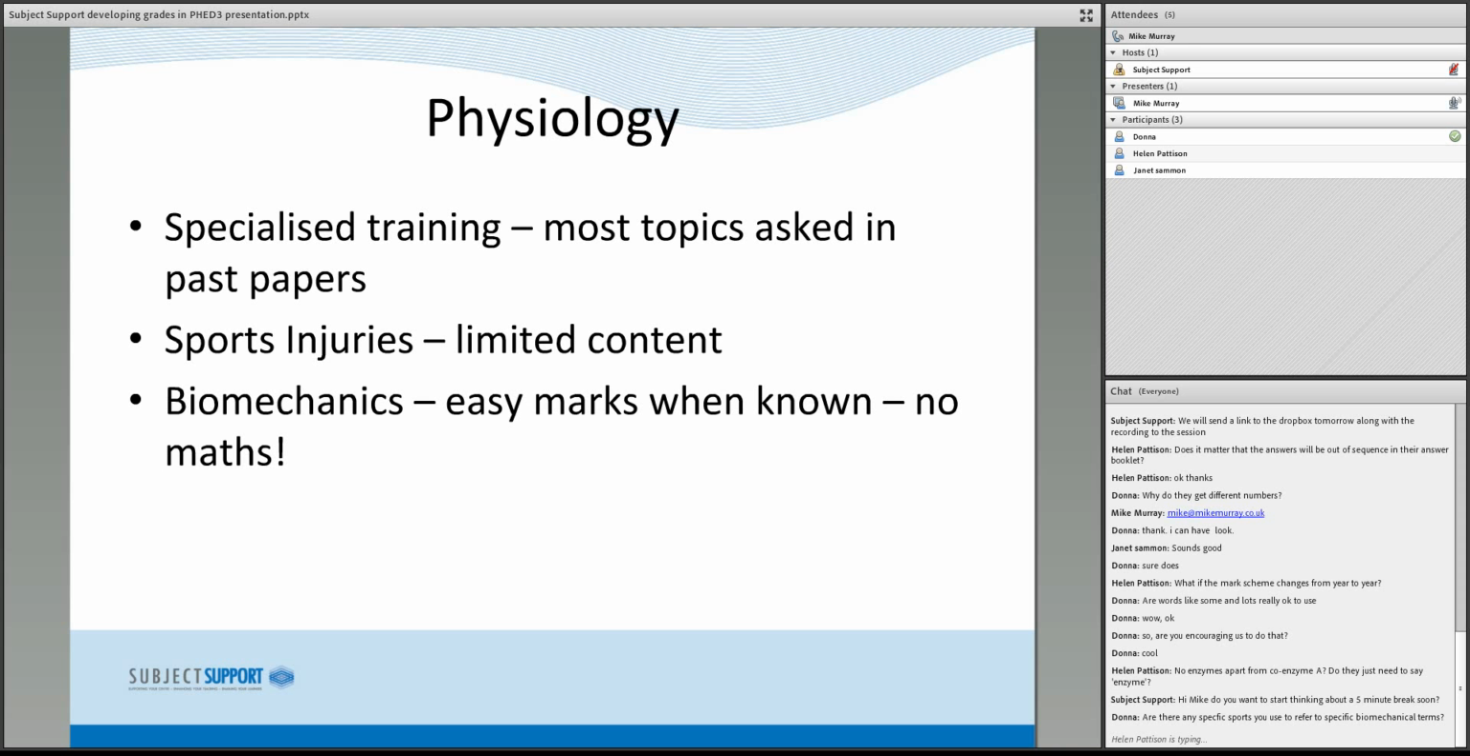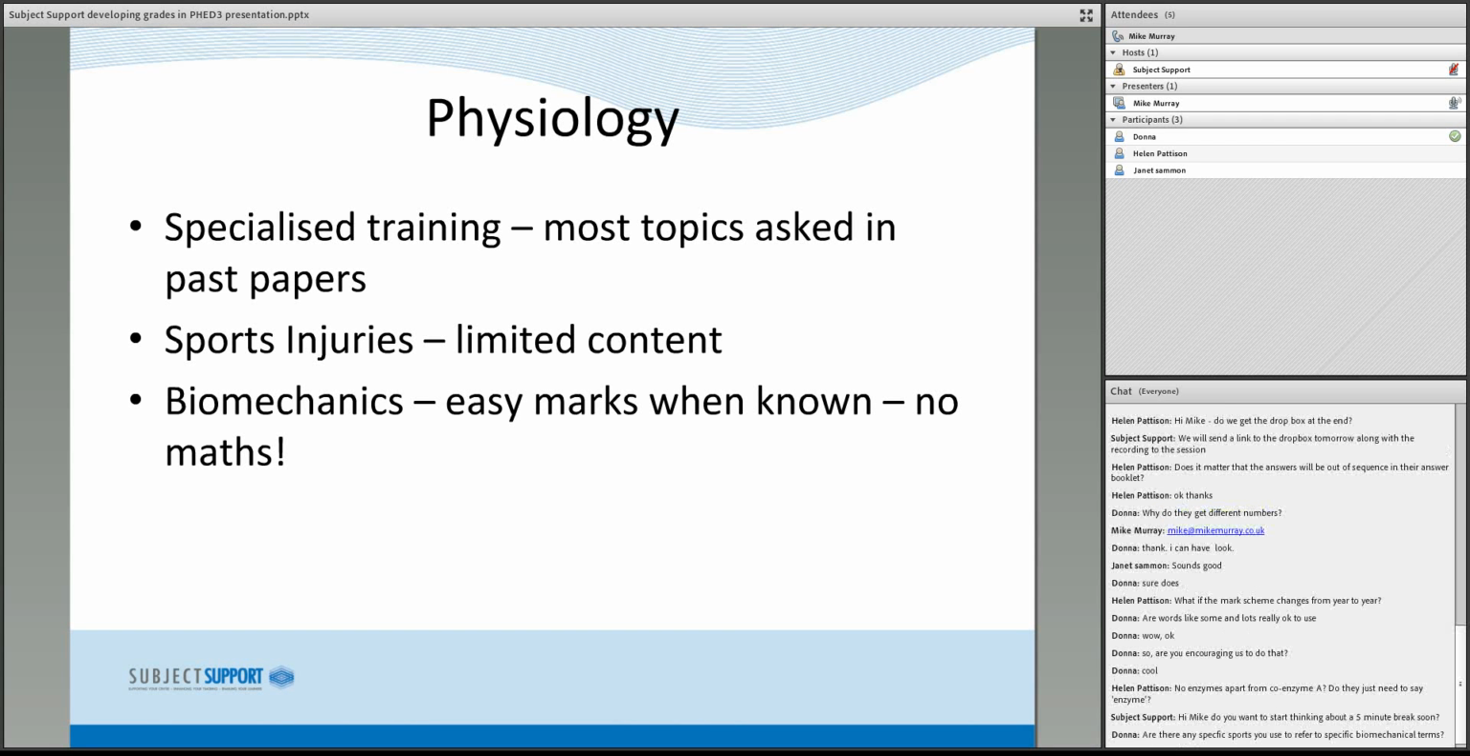Mechanical terms, Donna. I use sprinting a lot to do velocity, acceleration. I use rugby to talk about momentum for collisions and things like that. But you can use tennis for movement. You can use the run up to kick a football for movement. They all work. So no, not any specific sports for specific terms.